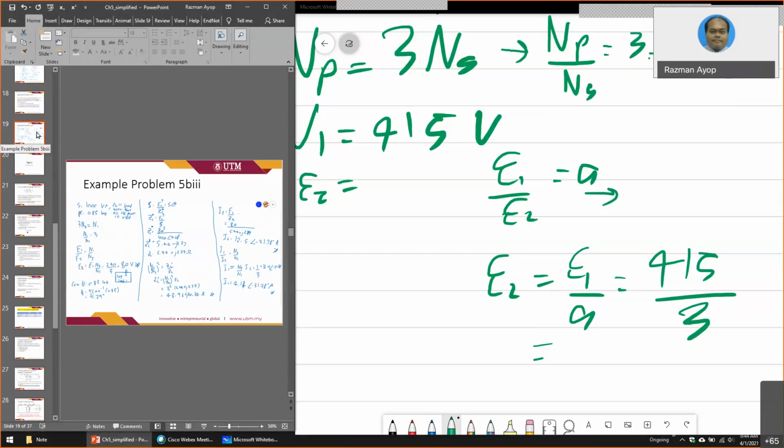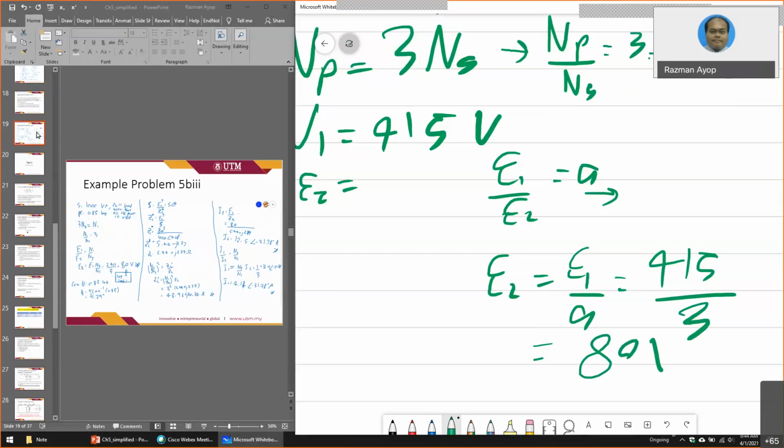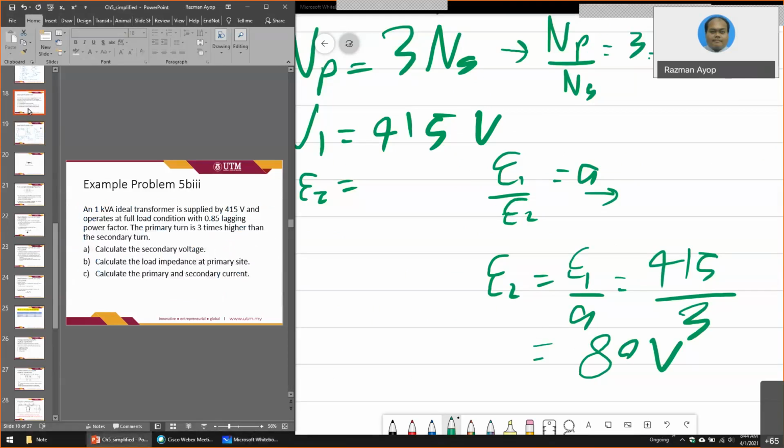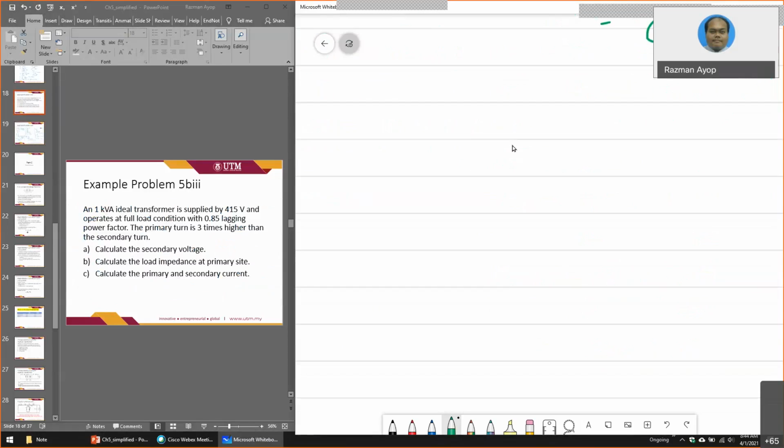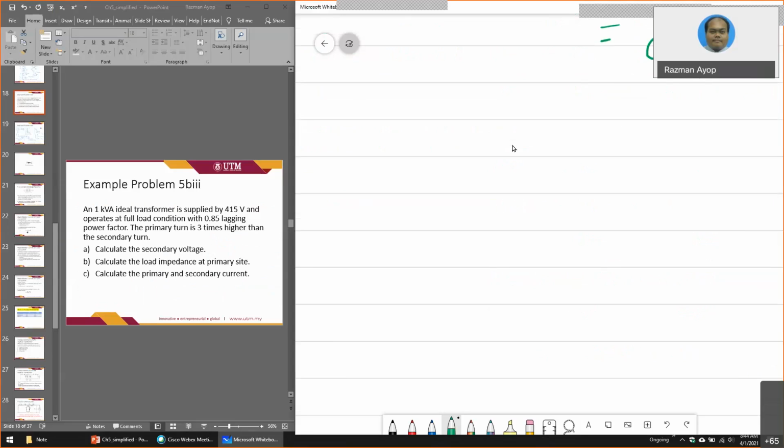So 80 volt. Okay, you get the first question. What is the secondary voltage? Okay. Next, calculate the load impedance at the primary side.